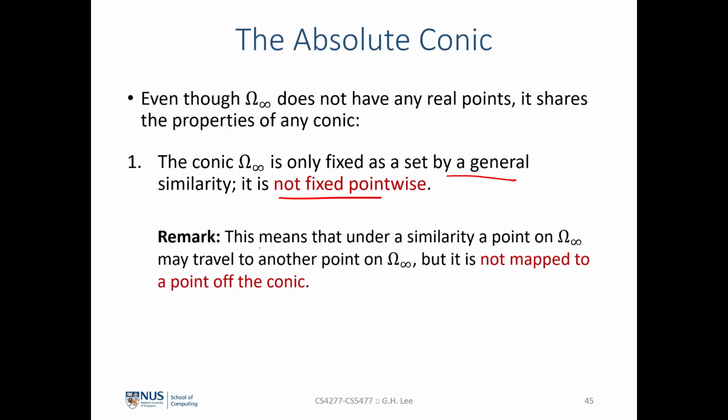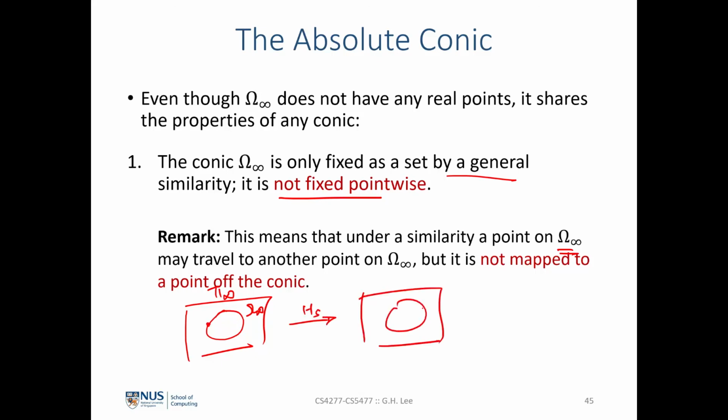One remark that can be made here is that under a similarity transform, a point on the omega at infinity may travel to another point, but is not mapped off the conic. This means that given this conic on the plane at infinity, omega infinity, a point on it after any similarity transformation might move to another point, but it will not be outside the conic. It will still remain on the conic.